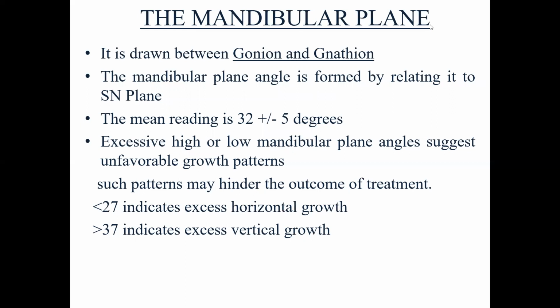Next is the mandibular plane angle. The mandibular plane angle is the angle formed between the mandibular plane and the SN plane. The mandibular plane in Steiner's analysis is a line joining gonion and gnathion. The mean value is 32 plus or minus 5 degrees. So if the value is more or less than the normal, it suggests an unfavorable growth pattern. If the value is less than the normal, it is considered a horizontal growth pattern, and if it is more, it is considered a vertical growth pattern.